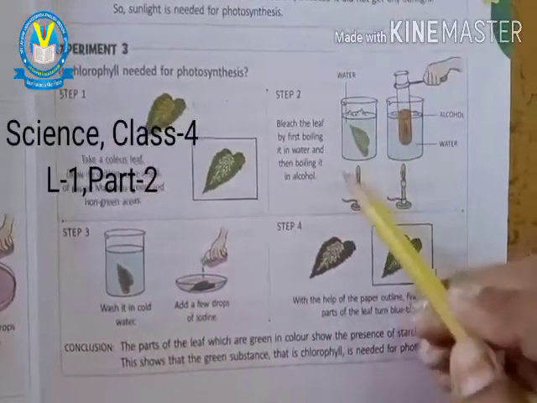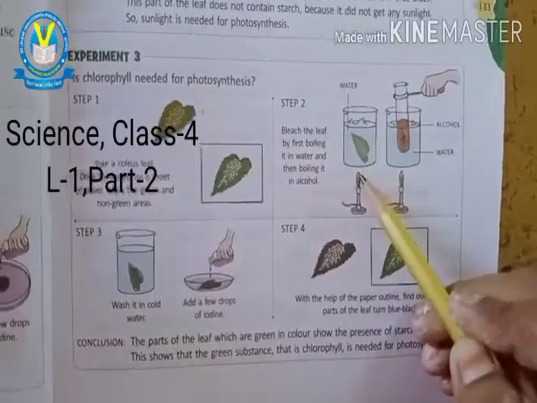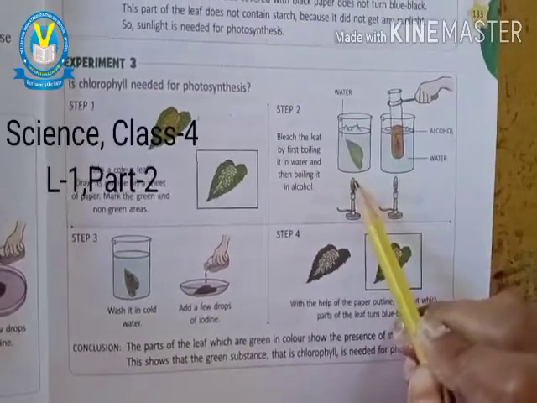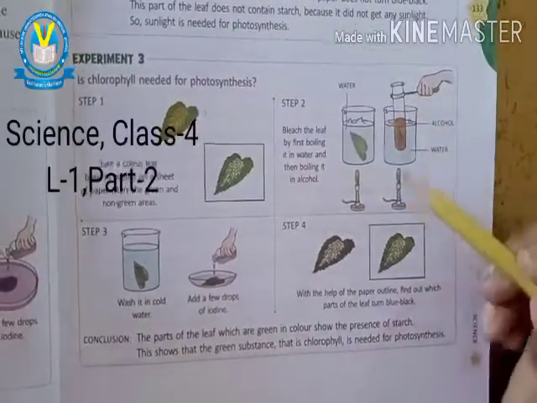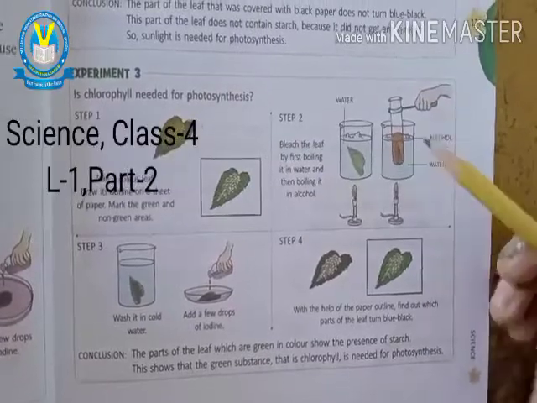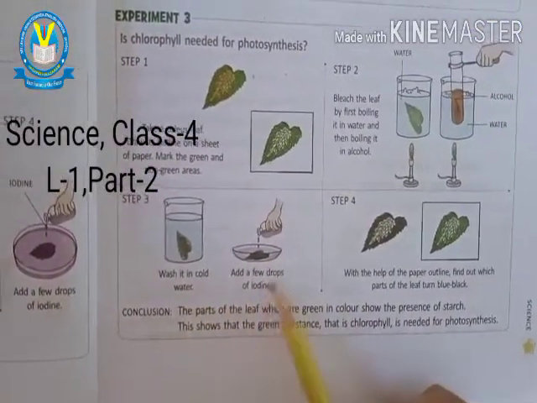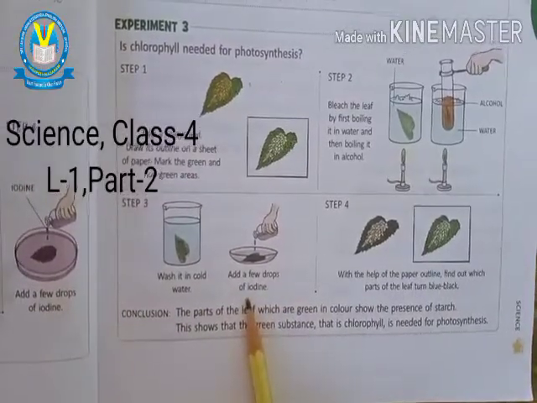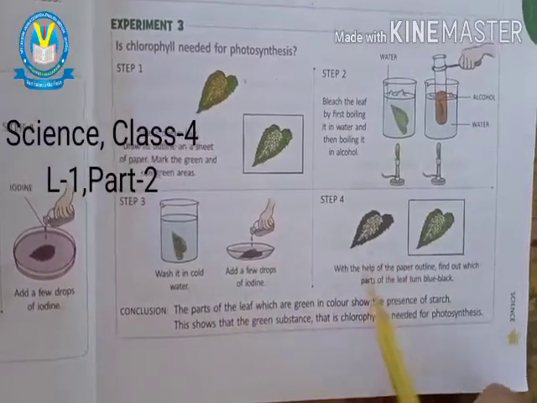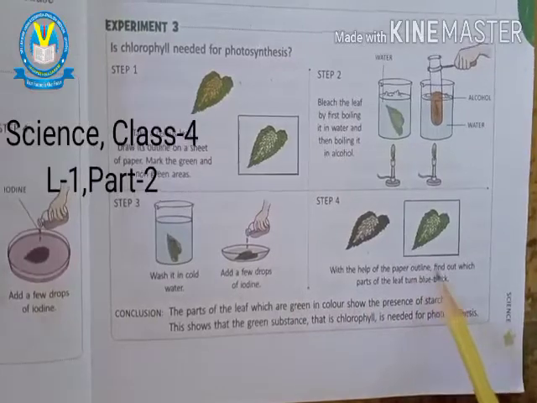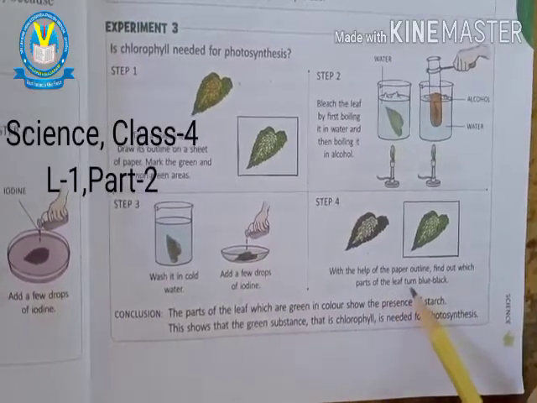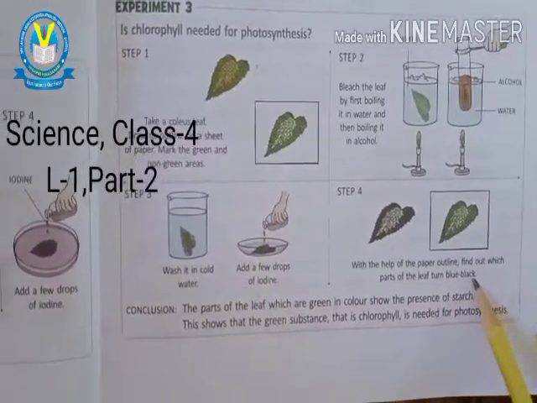In step 2, as usual we take a beaker and boil the leaf. Then we take alcohol in the beaker and boil again. In step 3, wash it in cold water as usual and add a few drops of iodine. In step 4, with the help of the paper outline, find out which part of the leaf turns blue or black.